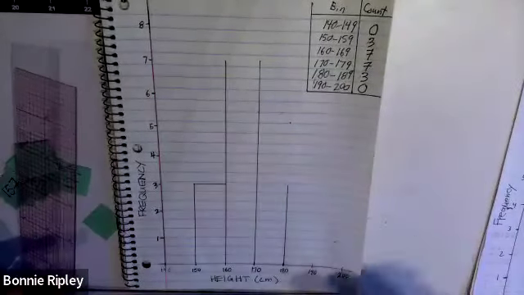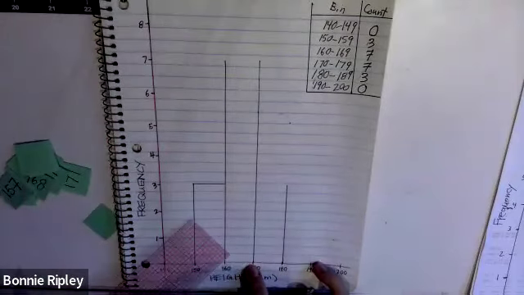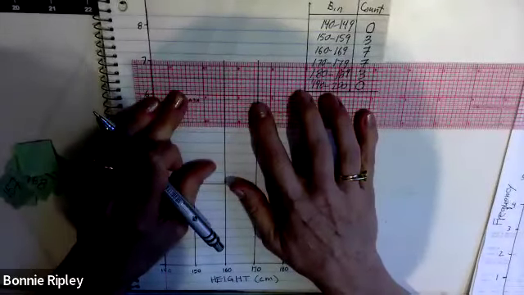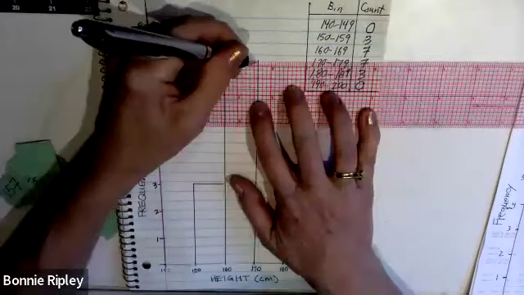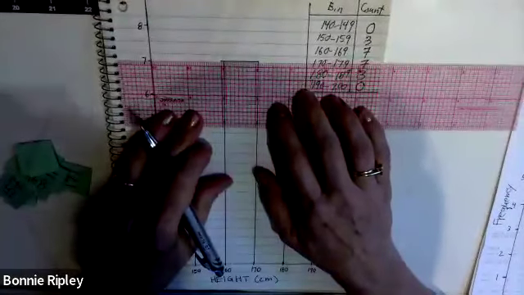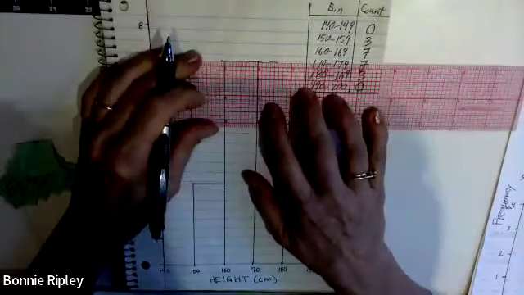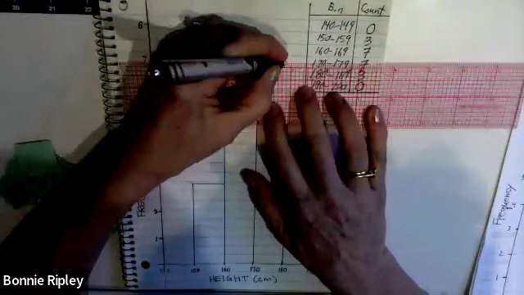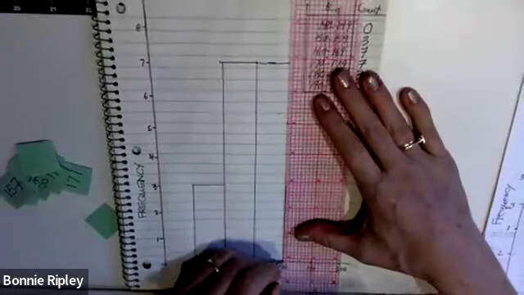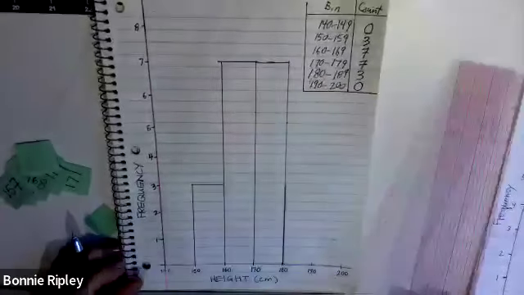Oops, what did I do? 50 to 59, 60 to 69, that's 7. One next to it is also going to be 7. And then from 180 to 189, I'm going to have 3.